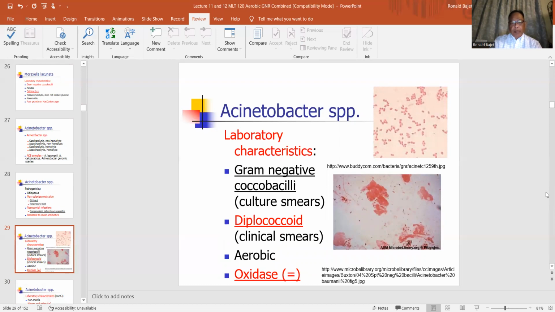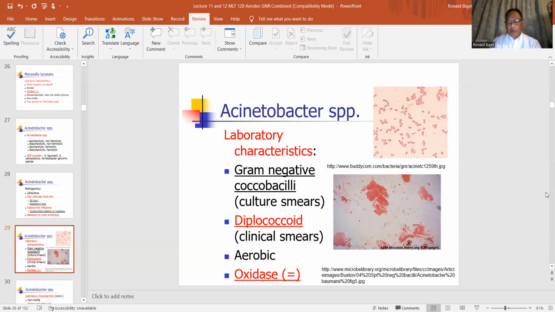Laboratory characteristics: it is a gram-negative coccobacillus. Sometimes it may appear diplococcoid, but don't focus on that. The only diplococcoid you need to know are like pneumo. And upcoming, there's a gram-negative diplococcoid coccus that's really important to know. Pneumo, as you recall, is gram-positive diplococci.